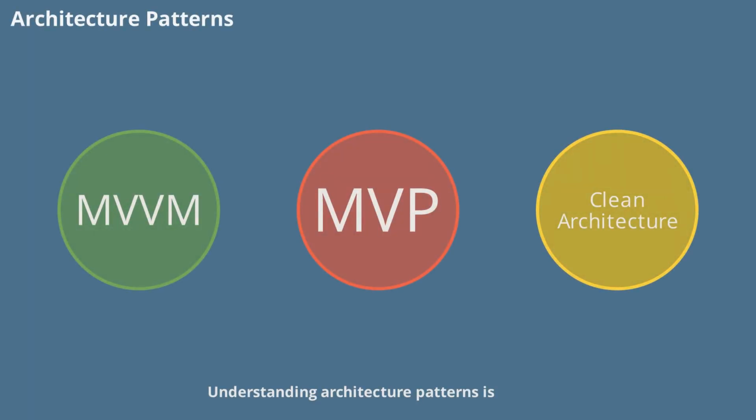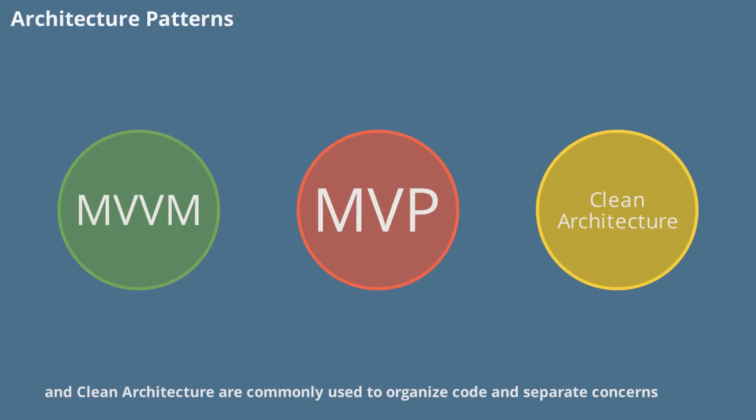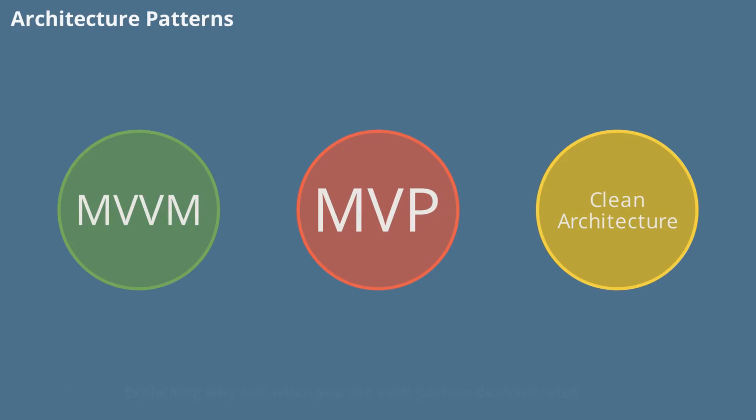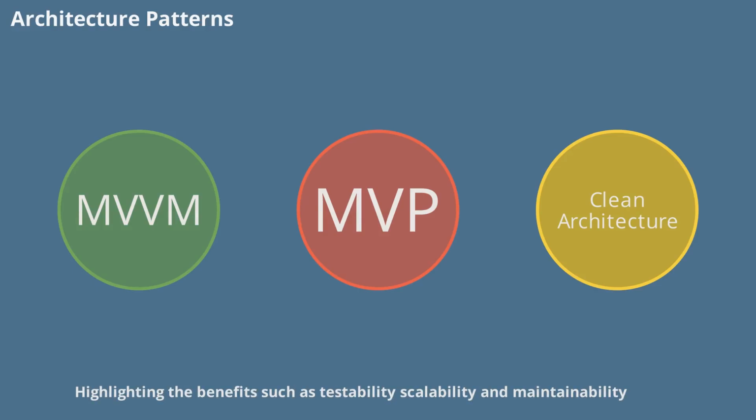Understanding architecture patterns is fundamental for senior Android developers. MVVM, MVP, and clean architecture are commonly used to organize code and separate concerns. Explaining why and when you use each pattern demonstrates your ability to choose the right approach for different projects. Highlighting the benefits such as testability, scalability, and maintainability shows your depth of knowledge and practical experience.